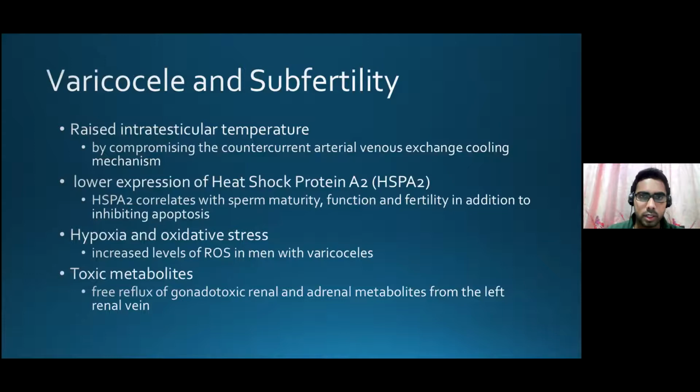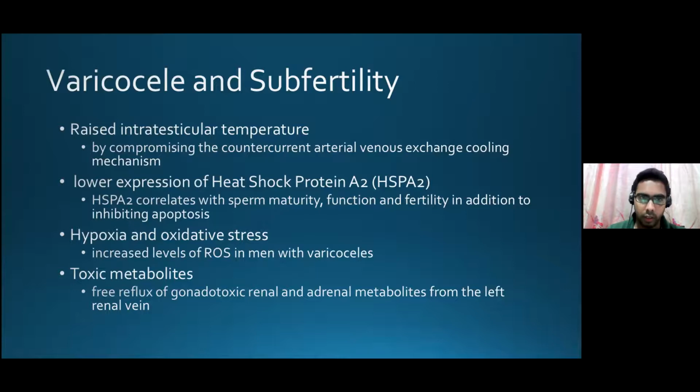And varicoceles are commonly associated with male subfertility. There are several theories and hypotheses to explain how a varicocele causes male subfertility. The most popular theory is that the presence of varicocele leads to disruption of the countercurrent mechanism, leading to raised intratesticular temperature, leading to reduced spermatogenesis. And there are three other theories.